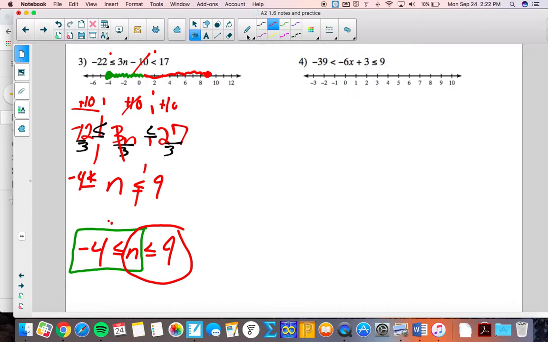All right, let's keep rocking. So here we're going to subtract 3 from each side to undo adding 3.